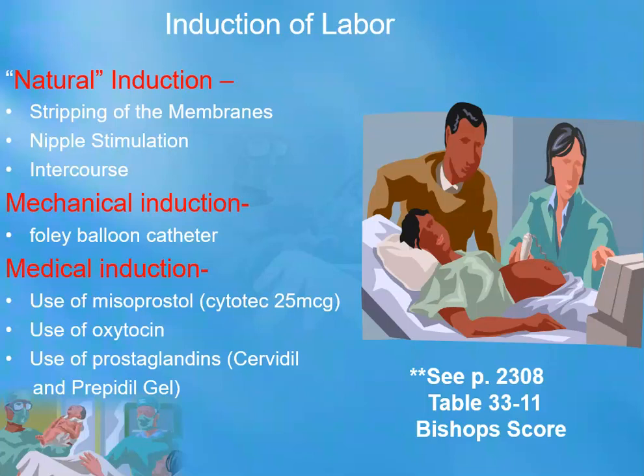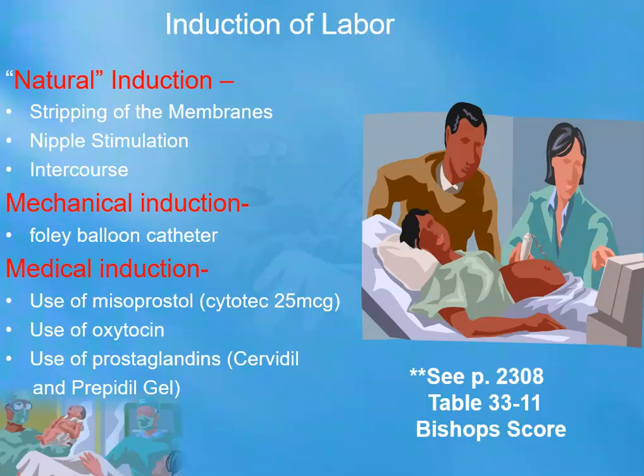Use of prostaglandin, so that's your Cervidil and your Prepidil gel. Again, prostaglandin, just what they had in that sperm count, will soften or ripen the cervix and possibly get the labor going. It's called Cervidil or Prepidil gel. We used to use this more than what it's used now. Now it's more cost effective to use the Cytotec, and it's more commonly used over the gels.